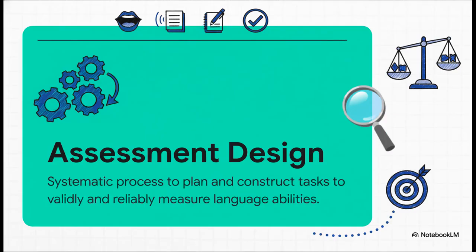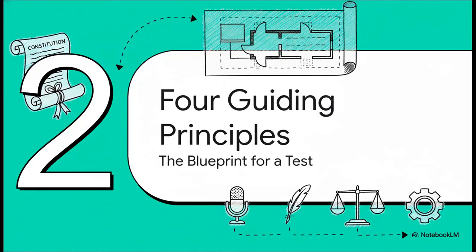This is where assessment design comes into play. And it's not just about whipping up a few questions. Look at the keywords here. It's a systematic process. The goal is to make sure our tests validly and reliably measure what they claim to measure. We're not just making a pop quiz, we're building a precision measurement tool. So how do we build that tool? Well, you start with a blueprint. Every single well-designed test, and I mean every one, is built on 4 core non-negotiable principles. You can think of them as the constitution for building a good test.